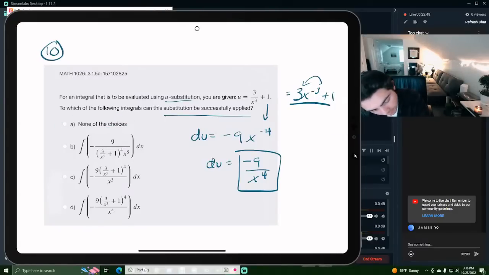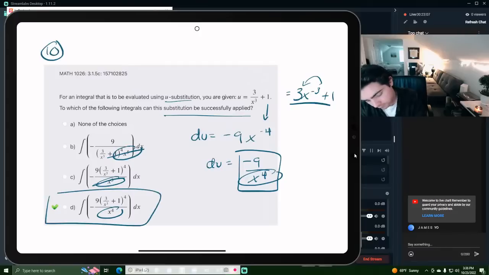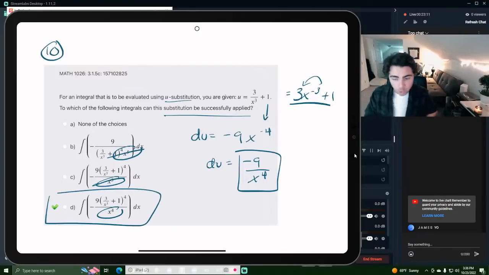But in this case, what I see is a negative 9, which all of them have in some form. But more importantly, I see an x to the 4th in a denominator, which is close, not here, but it is in option D. And so find that important feature of your du in your answer choice. And that's it.